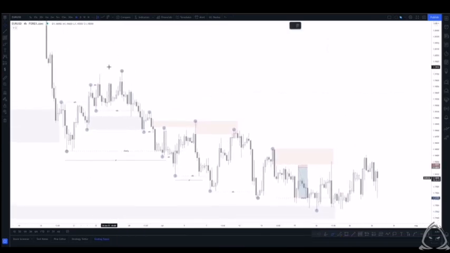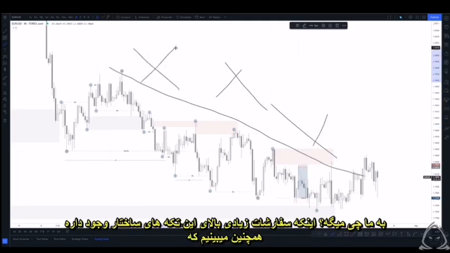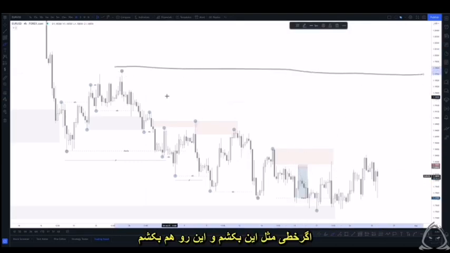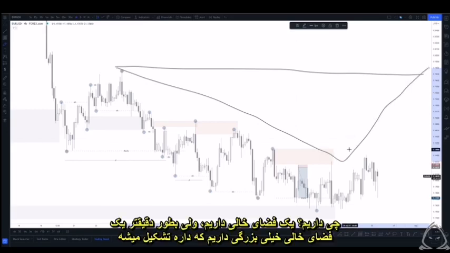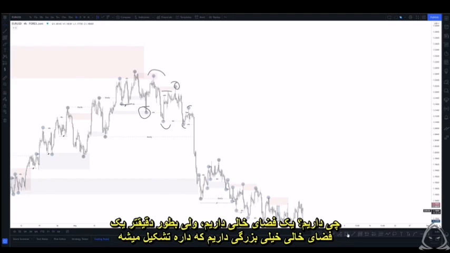of 4-hour structure, what we can start to see is trendline liquidity. What does that tell us? That there are a lot of orders that are resting above these bits of structure. And what we can start to see as well, if I just draw a line like this and go something like this, what do we have? We have a void in price, but more specifically, we have a much larger void in price being created.